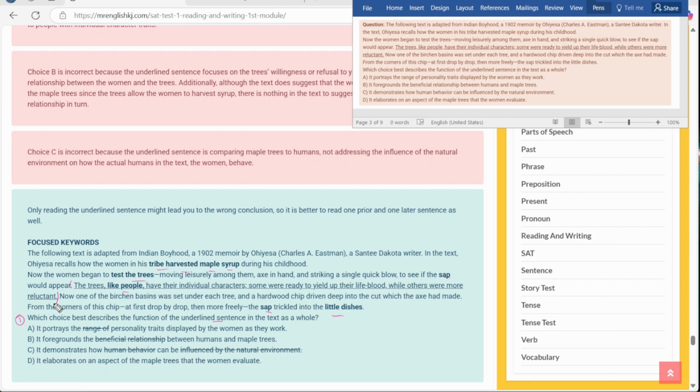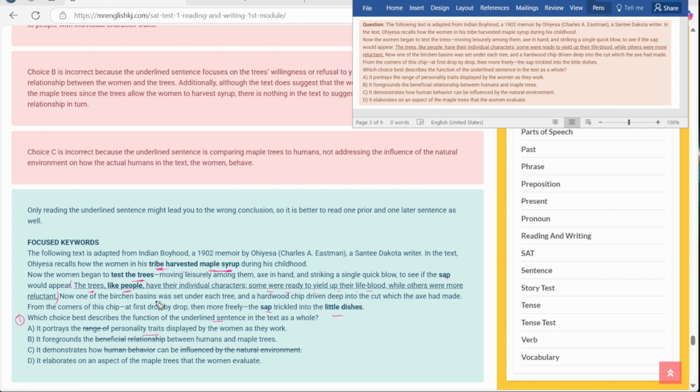Let's take a look at the options. It portrays a range of personality traits displayed by women as they work. Well, the underlined part is talking about personality. Some were ready to yield up their lifeblood, while others were more reluctant. He gave two points. Range means there are multiple points, like lowest, lower, middle one, higher, just like that. Okay. Obviously, in the underlined part, it is talking about personality, a little bit like people. As I told you, we need to go through the whole paragraph. If you notice the whole paragraph, you will see maple syrup. They were harvesting maple syrup from maple trees.